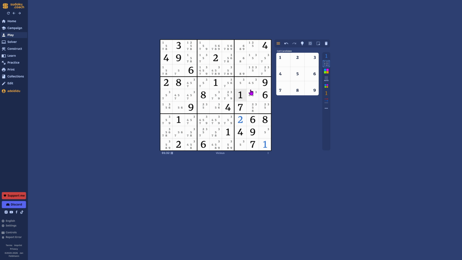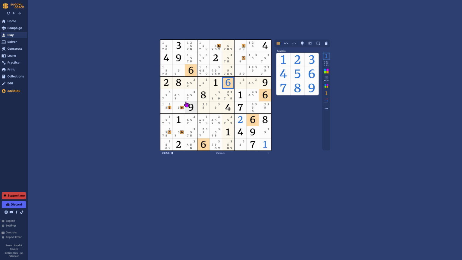So this is a naked quadruple. This and this and this and this. So in this square we cannot have any of these 3, 4, 5, 7. So we take out the 3, 5, 7 and we are left with a 6. Let's fill it in. Perfect.